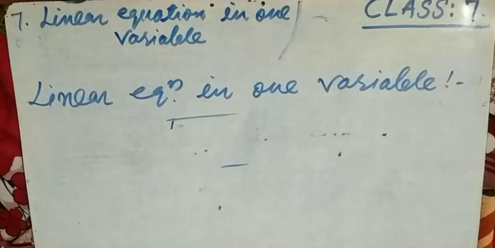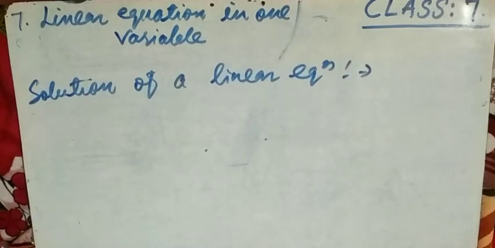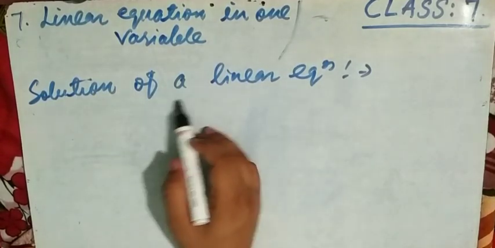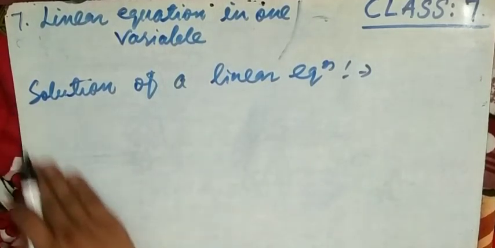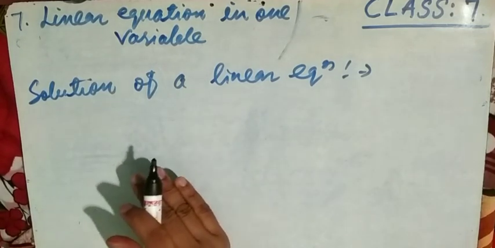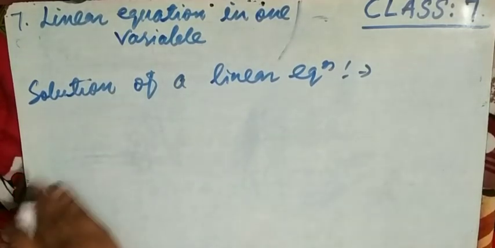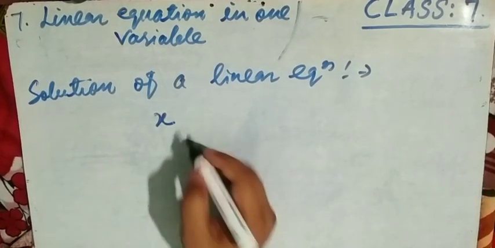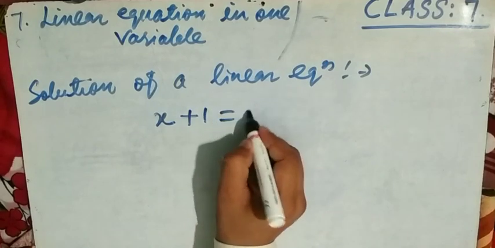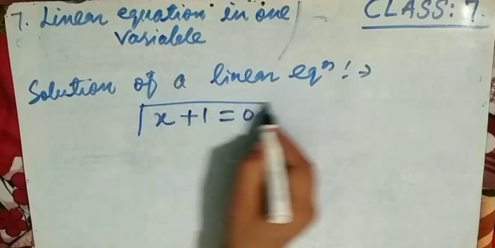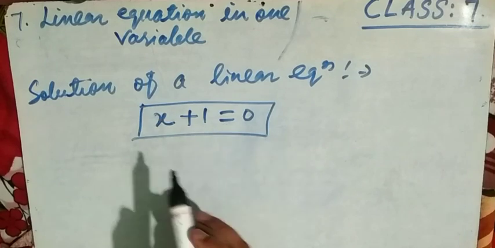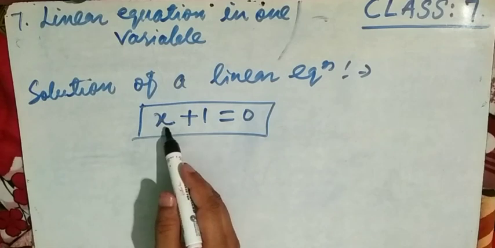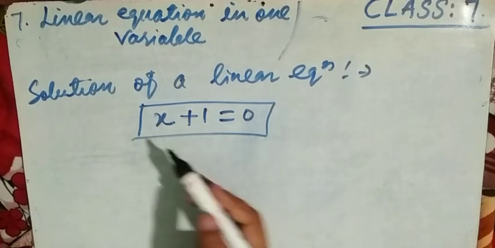Now we will move to the next. Now friends, the next topic is solution of a linear equation. What do you mean by this statement, solution of a linear equation? It means every equation has some solutions. Suppose an equation like x plus 1 is equal to 0. This is a linear equation with one variable. Now the solution of this linear equation means the value of x which satisfies this equation.